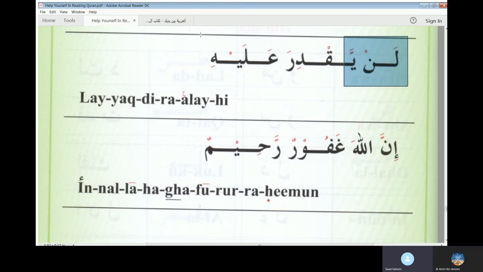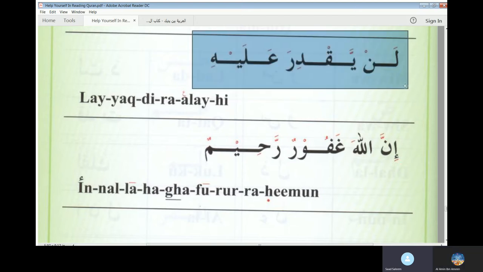Lay yuqdira alayhi. Correct. Lay yuqdira alayhi. Read again. Layuqdira alayhi.